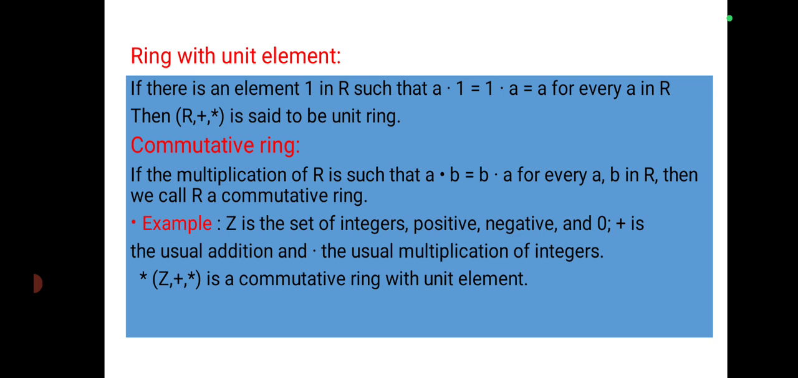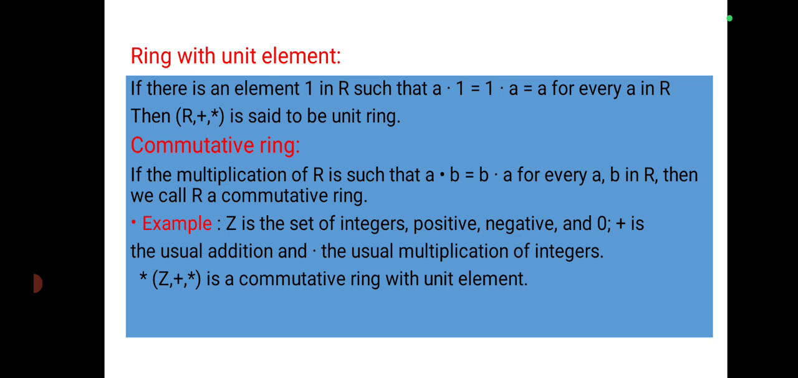Next, commutative ring. If the multiplication of R is such that a·b = b·a for every a, b in R, then we call R a commutative ring. The ring R satisfying the commutative property under multiplication is said to be a commutative ring.